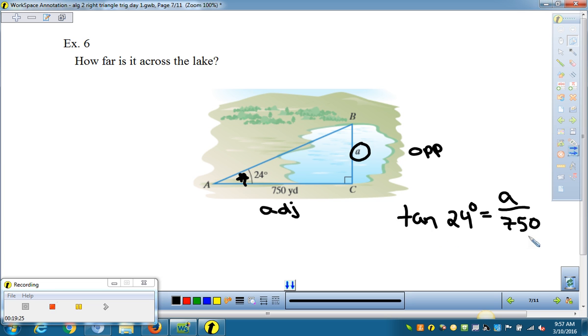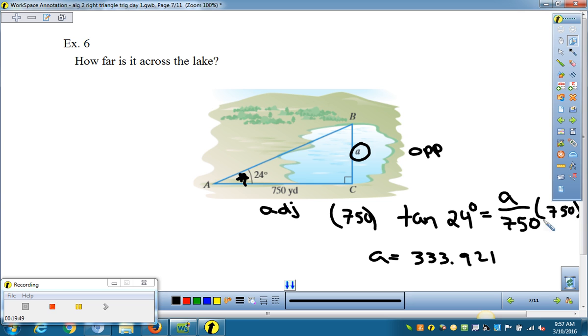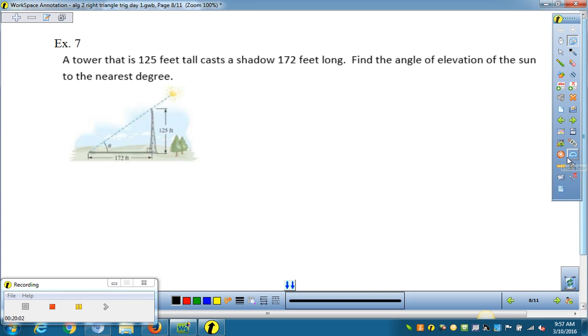So same problem now, but you're pressing tan instead of sine. So do tan of 24 and multiply by 750 and tell me what we get. A equals 333 point, give me 3 decimals. 921? So we're multiplying 750 on both sides. Solve for A. And multiplying by tan of 24. Are we okay with that? Any questions? All right. Move on.